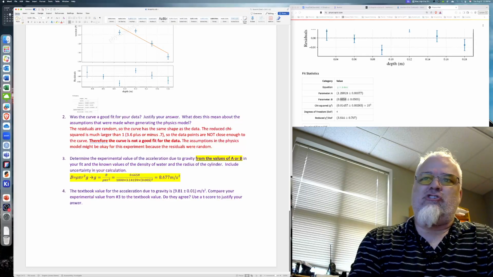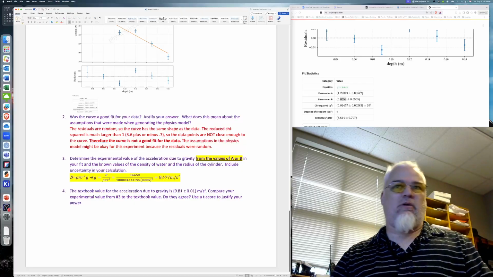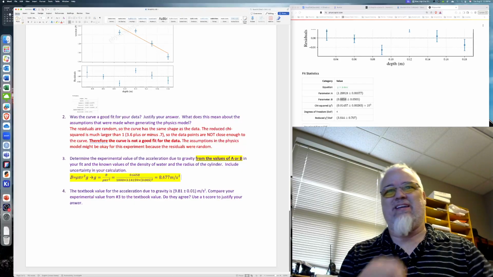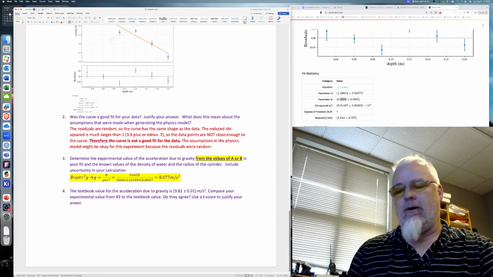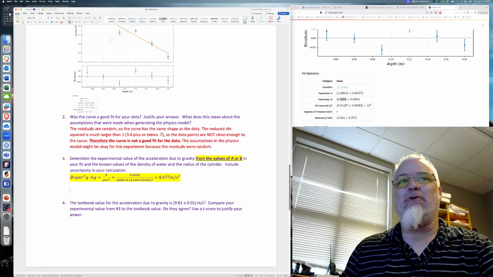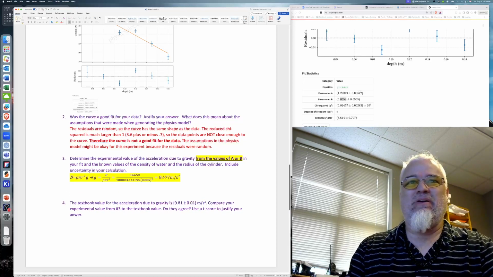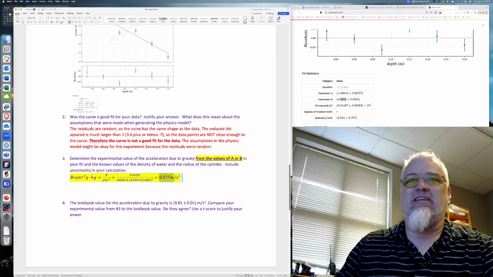Isn't g supposed to be 9.81? And we're getting 8.477? That seems like way off. But in order to really know if it's way off, we have to know what the uncertainty in this value is.